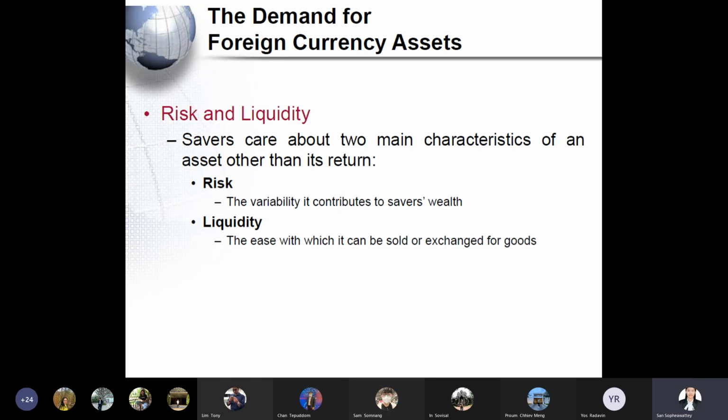So as savers, we prefer to hold some liquid assets as a precaution against anything unexpected happening in the future. So they consider an asset's liquidity as well as its expected return and risk in deciding how much to hold. So when we want to save money at the banks, we consider the rate of return, we consider the risk, and we consider the liquidity as well. These are the main characteristics of why we demand foreign currency assets.